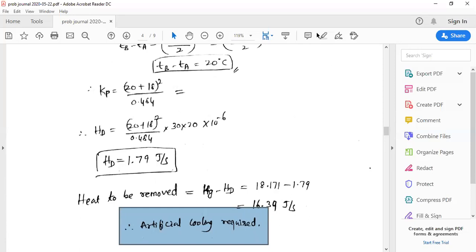In the next session I will take application oriented problems where the machinery will be given for which we have to design the given bearing.